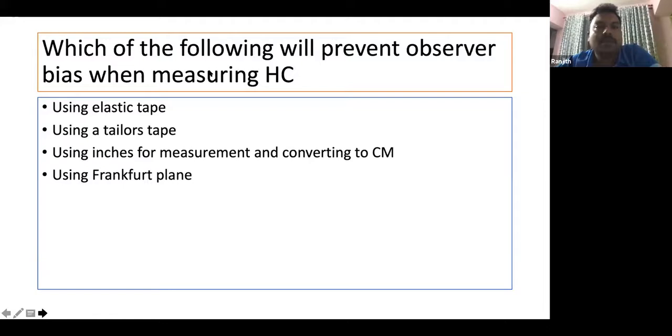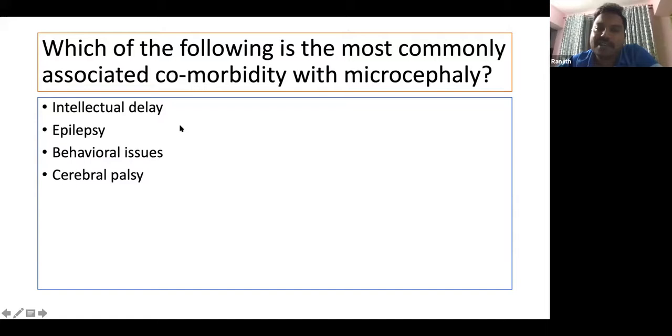Which of the following will prevent observer bias while measuring head circumference? Using elastic tape, using tailor's tape, using Frankfurt plane has no relation. Using inches for the measurement and converting to centimeters can prevent observer bias. Which of the following is the most commonly associated comorbidity with microcephaly? Of all these, intellectual delay is the commonest comorbidity.